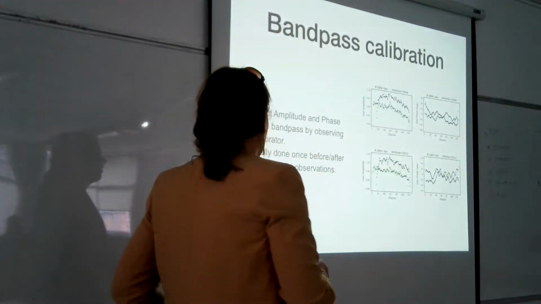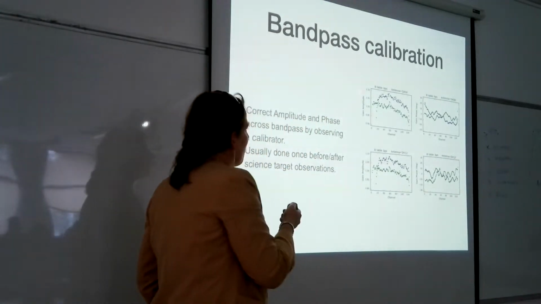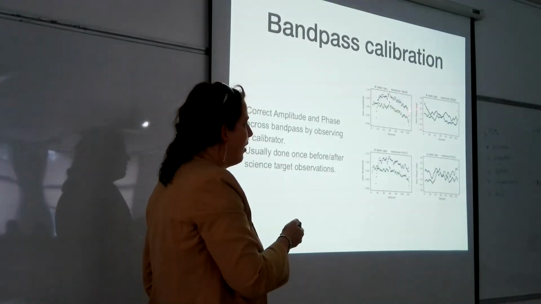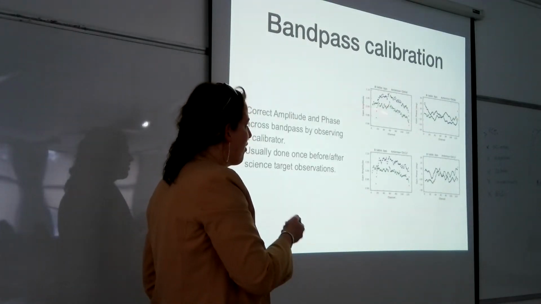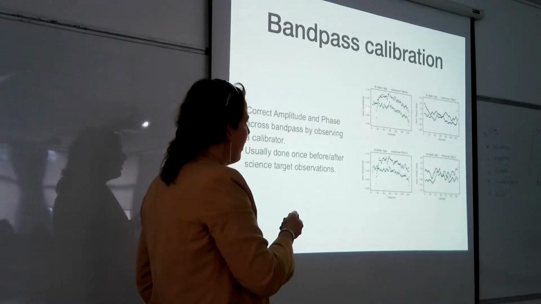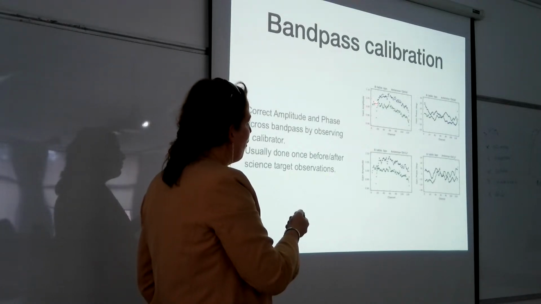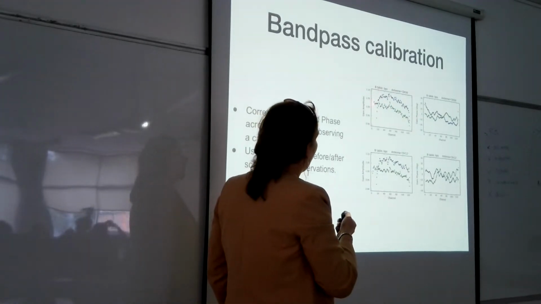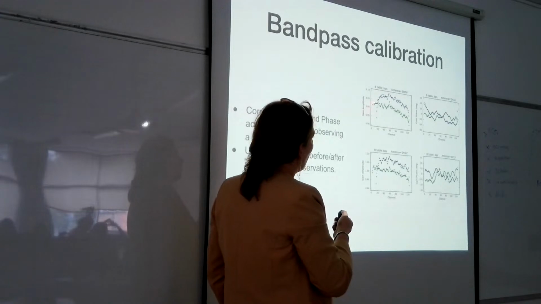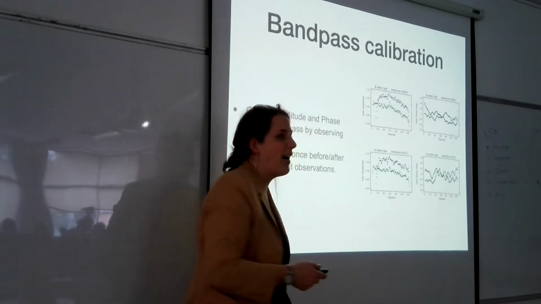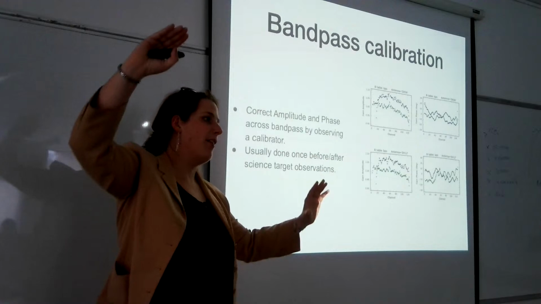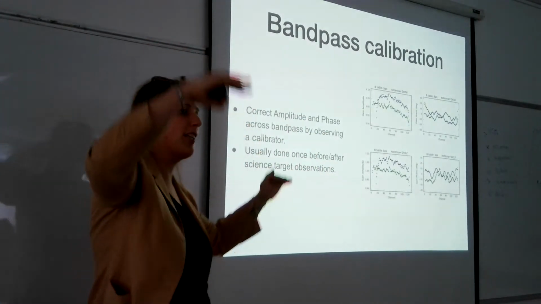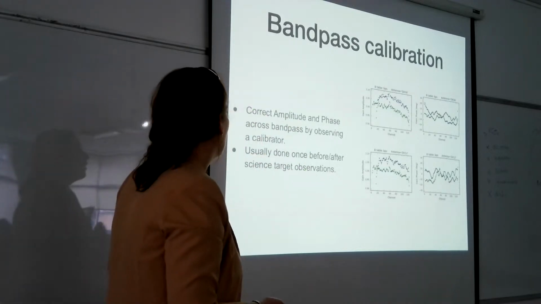Okay, then the bandpass calibration. I already mentioned that your sensitivity can change a little bit across a spectral window. Here you see the amplitude as a function of channel, so as a function of frequency. You see that over here the response is around 1.02, and here it goes down to 0.95. So you want to make sure that everything is weighted equally, that you correct for that slightly different sensitivity.